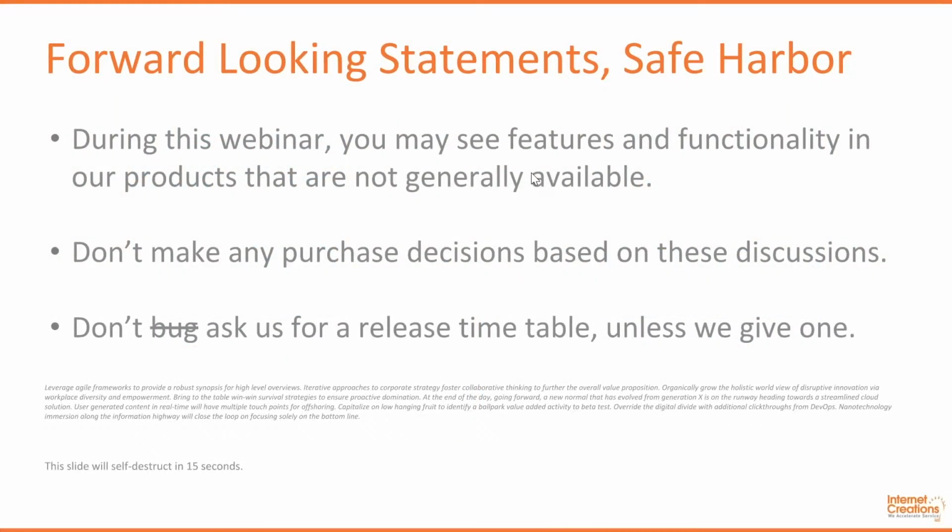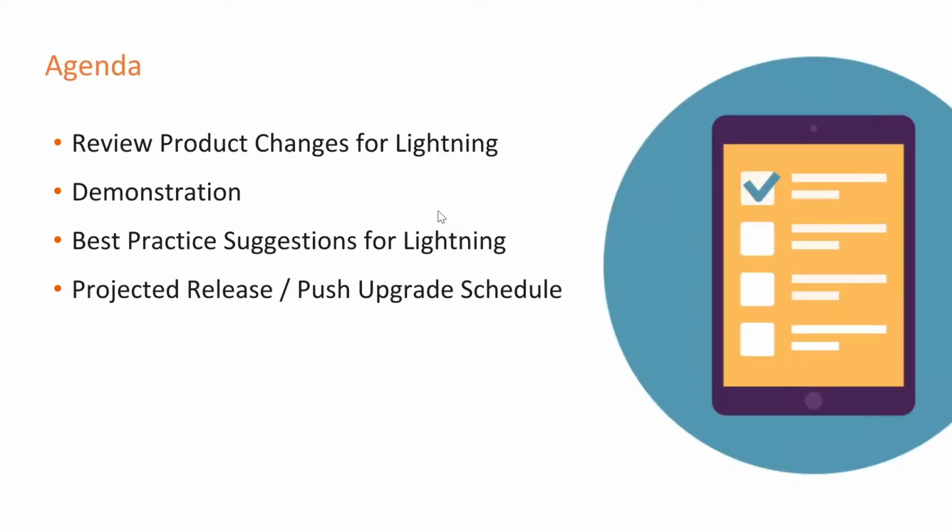For this webinar, we actually have to do our forward-looking statement slide. You are going to see some features and functionality in our products that are not generally available, some of which will be available shortly and some of which aren't yet available. You're going to get a couple of secret early looks at stuff. So please do not make any purchase decisions based on what we show here, although purchase everything because you love us. And finally, don't ask us for a very specific release timetable unless we give you one. Actually, we are going to be giving you some specifics about the releases and push upgrades. So we will move right along.